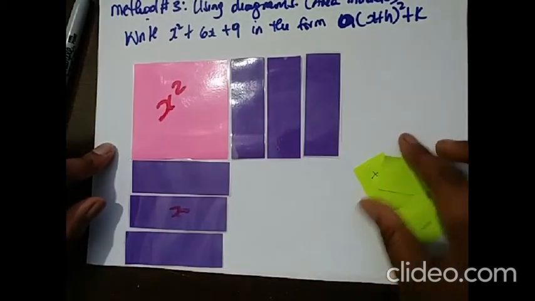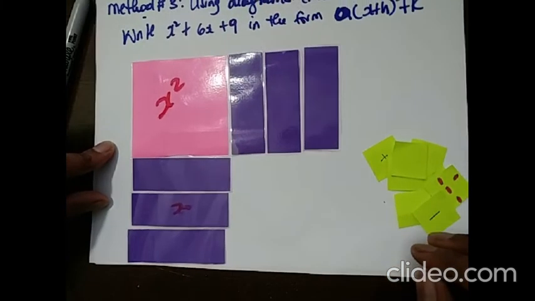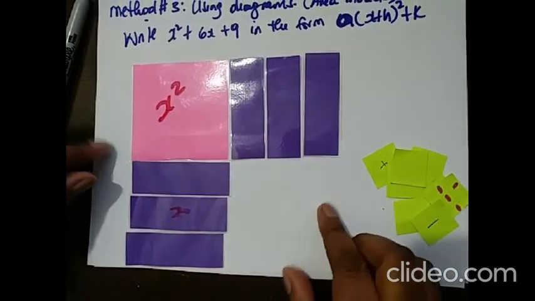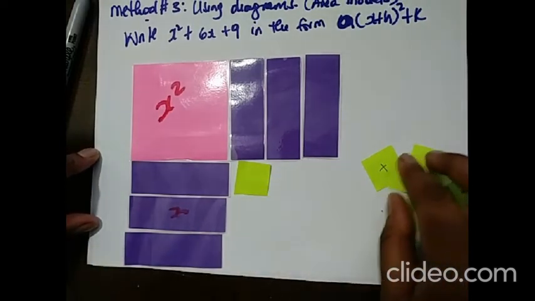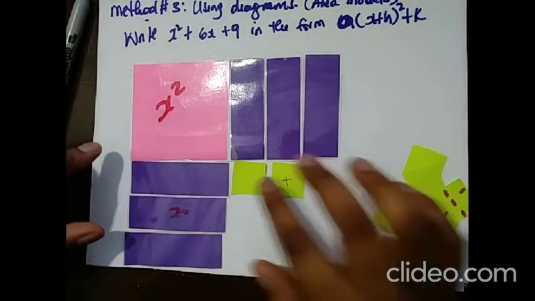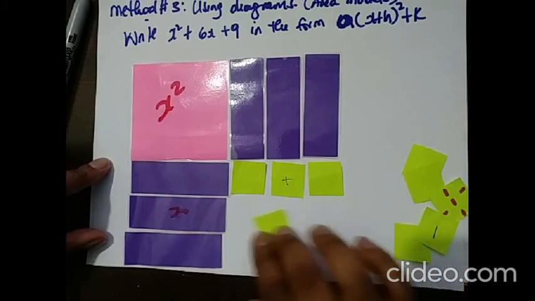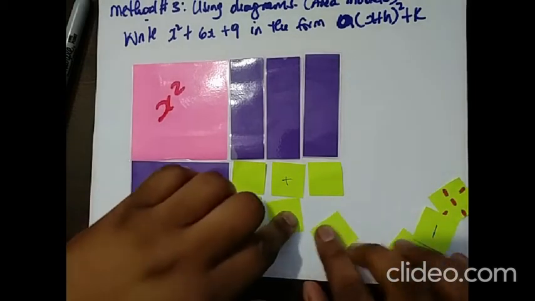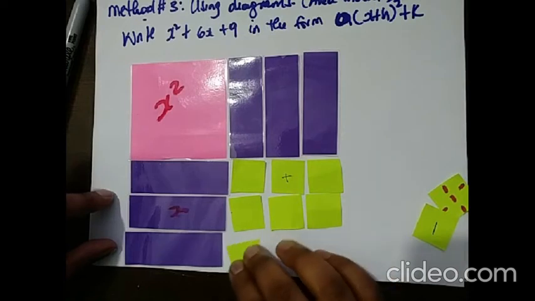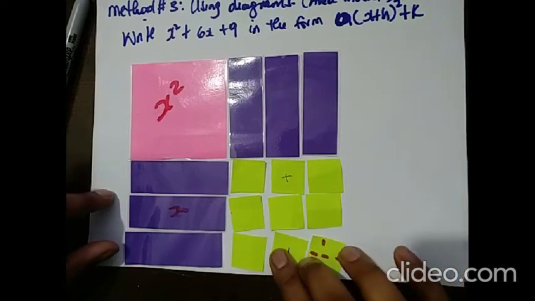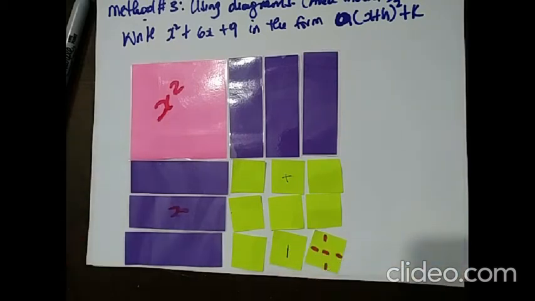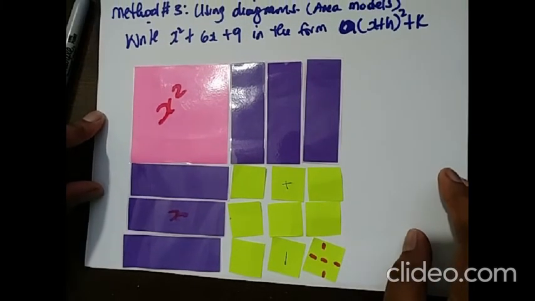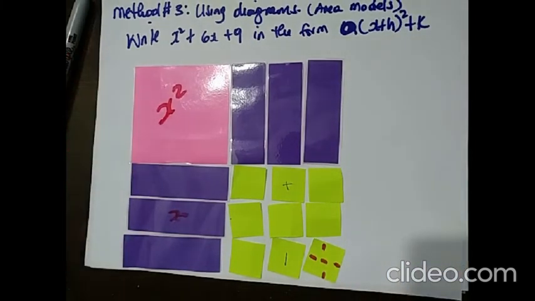Now, what do we do with our 9 unit squares? We're going to fit them to actually complete the square. So let's see how many can fit. So 1, 2, 3, 4, 5, 6, 7, 8, 9. Lovely. We have gotten a perfect square. Nothing is missing and nothing needs to be added. So this expression, x squared plus 6x plus 9, forms a perfect square.